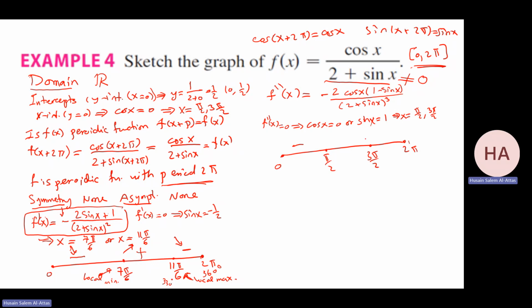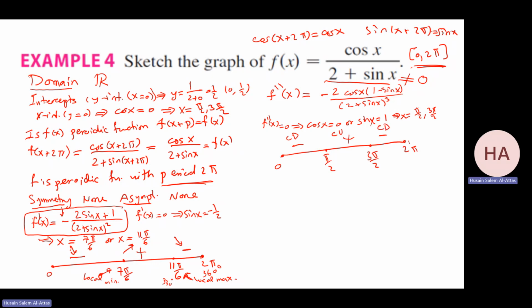The numerator is positive and the denominator is positive. Between 3 pi over 2 and 2 pi, take 7 pi over 4. Cosine is positive, sine is negative, so positive times negative over something that is for sure less than 2, so that will be negative. So it's concave down, concave up, concave down.